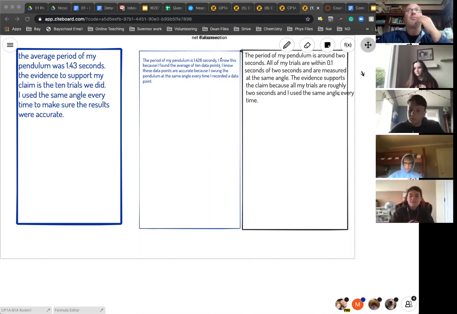All right, I'll just go. So my claim was that the period of my pendulum was around 2 seconds. My evidence was that all my trials were within 0.1 seconds of 2 seconds, and they were all measured at the same angle. And this evidence supports the claim because all my trials are roughly 2 seconds and I used the same angle every time. Cool. Thank you, Harry.